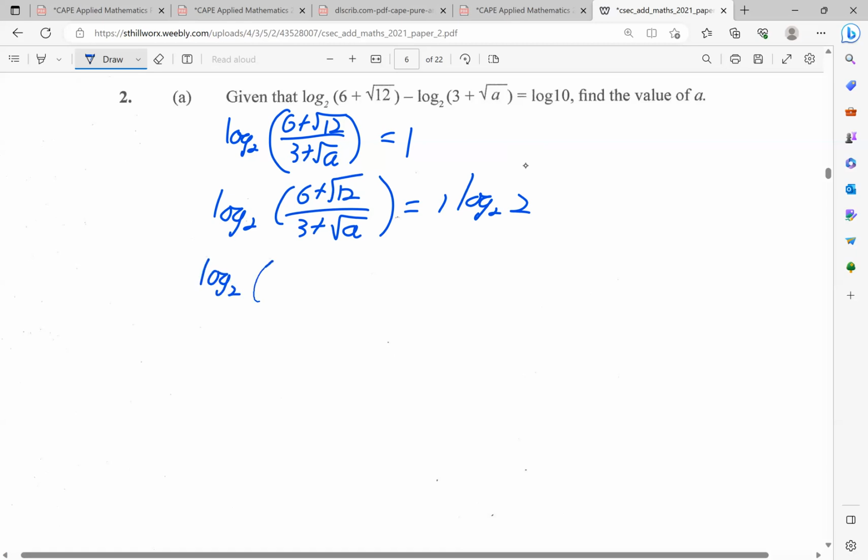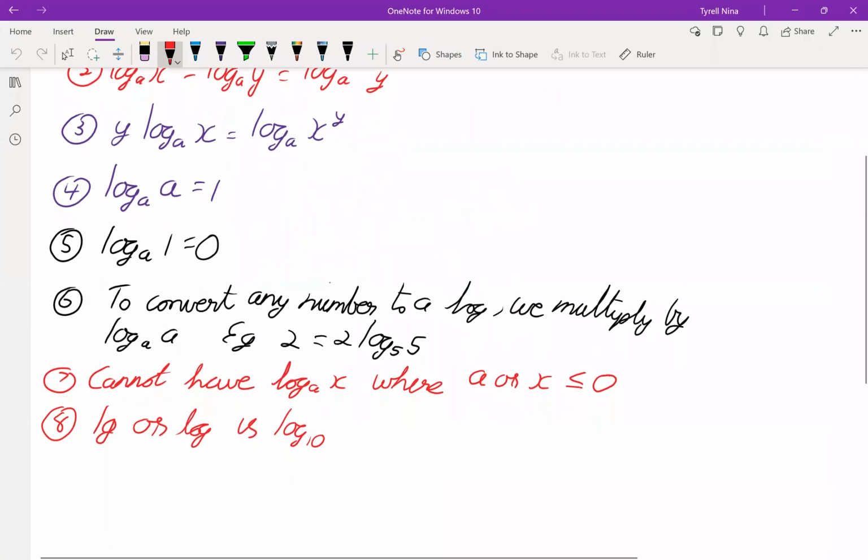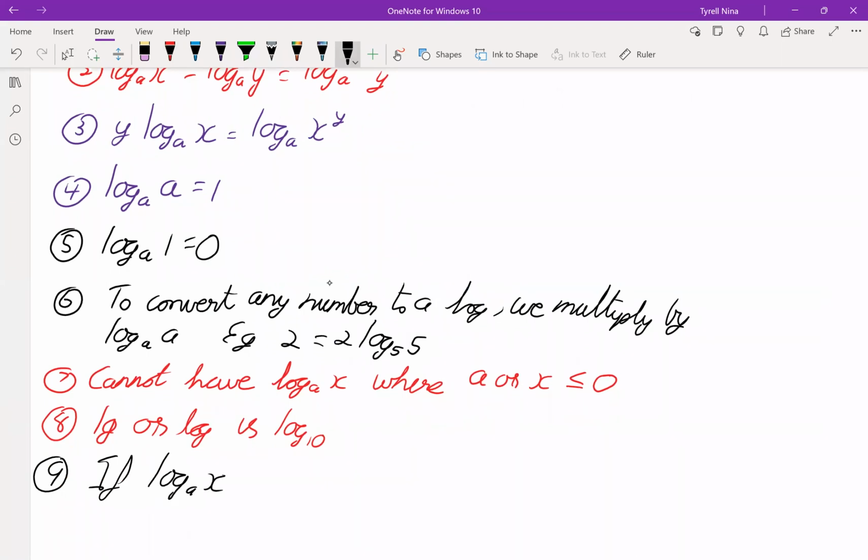Log 2, 6 plus root 12 over log 2 of 2. Oh, I forgot the most important rule: if log a of x equals log a of y, then x equals y. Forgot that one.